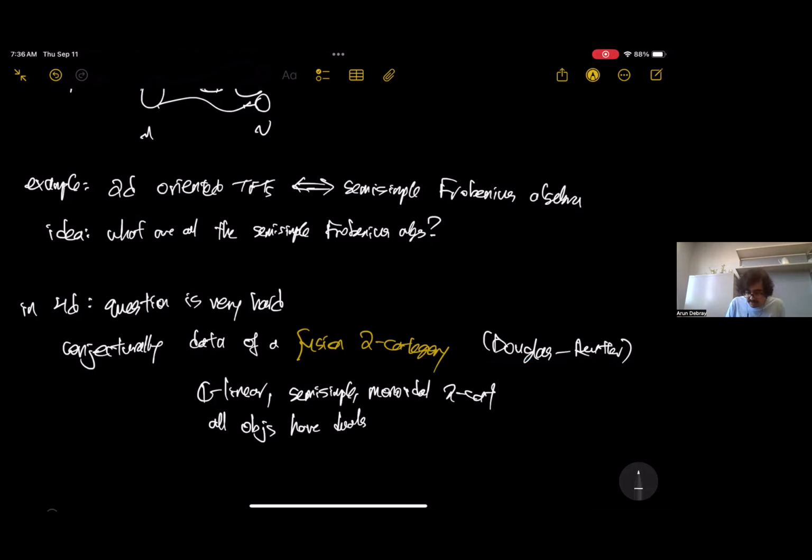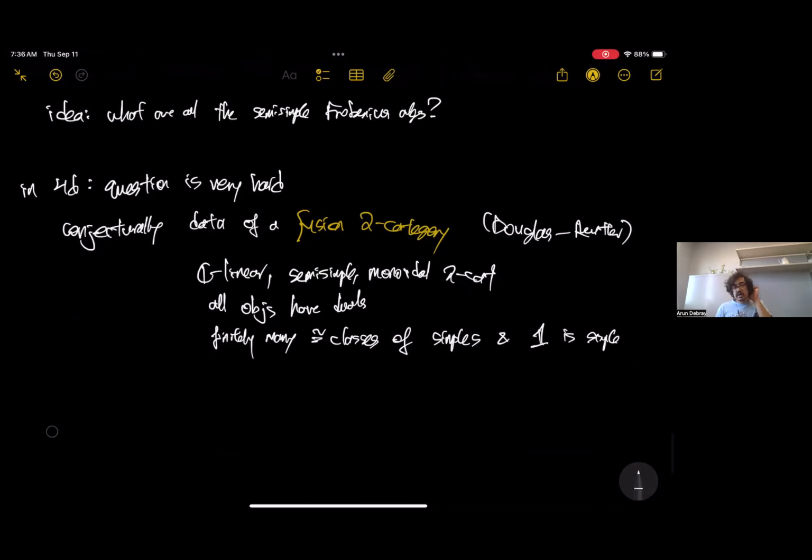And now we need a finiteness condition. There's finitely many isomorphism classes of simple objects, and 1, the unit, is simple. So far more common is the notion of a fusion 1 category, which is all over in 3D topological field theory. And so this is that, but you stuck the word 2 in front of everything and check very carefully that everything all makes sense.